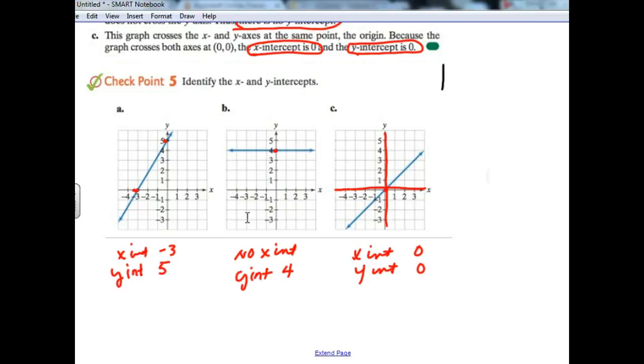They're both at 0. Okay, pretty basic stuff, but things that you're going to have to just be a part of your common knowledge as you work your way through geometry.